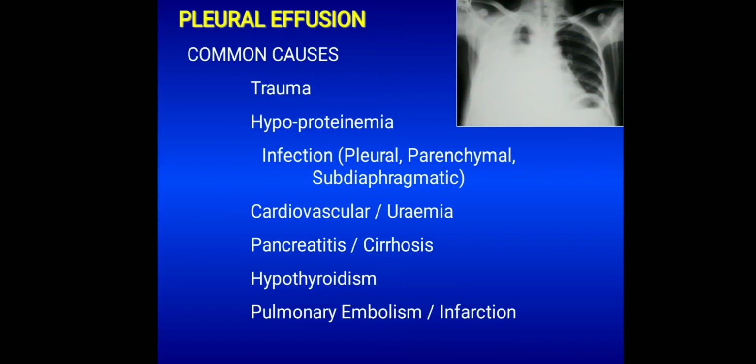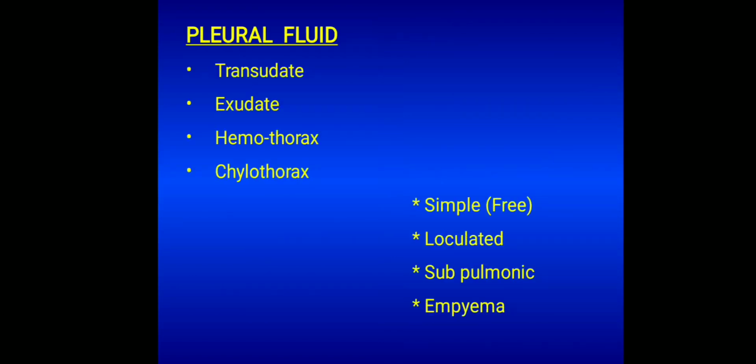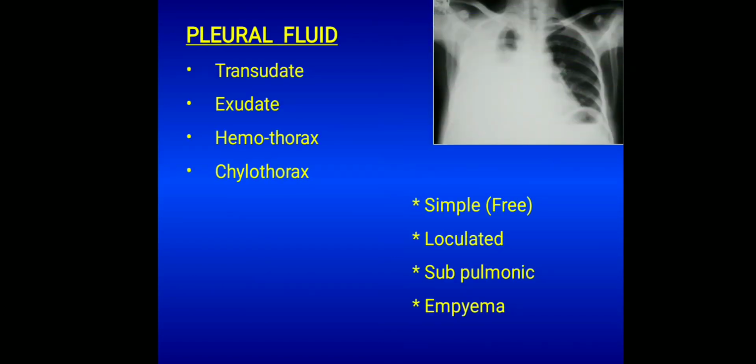Some of the common pathologies of chest radiology are, first of all, pleural effusion. The common causes are trauma, hypoproteinemia, infection, cardiovascular causes, uremia, pancreatitis, cirrhosis, hypothyroidism, and pulmonary embolism or infarction. Now coming to the type of pleural fluid. Pleural fluid can be either transudate or exudate, or it can be hemothorax or chylothorax. It can be simple, loculated, subpulmonic, or it can be frank pus, that is the empyema.